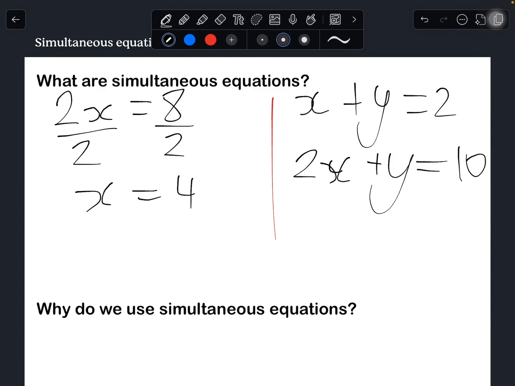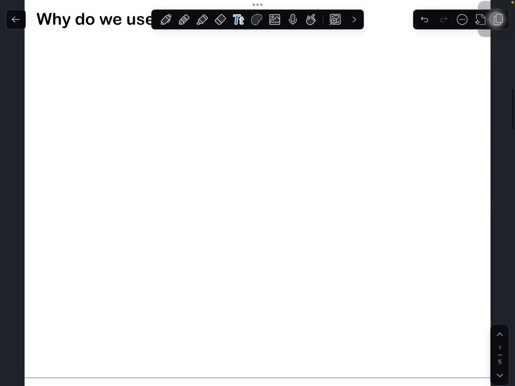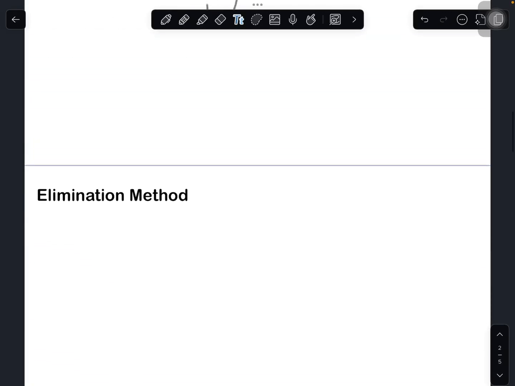So the difference between a simultaneous equation and a normal equation is that a simultaneous equation has two variables or more, whereas a normal equation just has one variable. And we can use the techniques that we've learned from grade 8 and 9 to solve these. That also answers why we use simultaneous equations. We can use the elimination method, and we can use the substitution method. First we're going to start off with the elimination method.